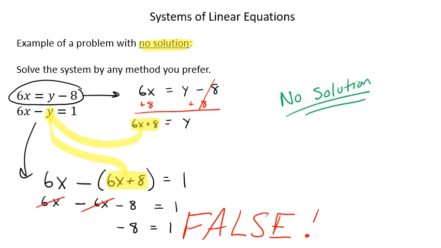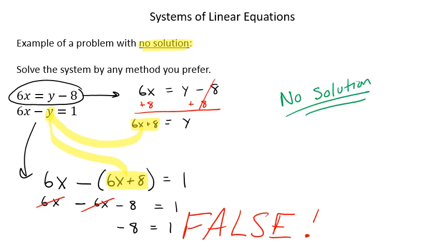If you take those two equations and put them into your graphing calculator, or type them into Desmos or some other graphing utility, you will see two parallel lines. They are parallel lines. They never meet. They never cross, which is why when we try to solve for the point of intersection, we get this weird contradiction, this false statement.